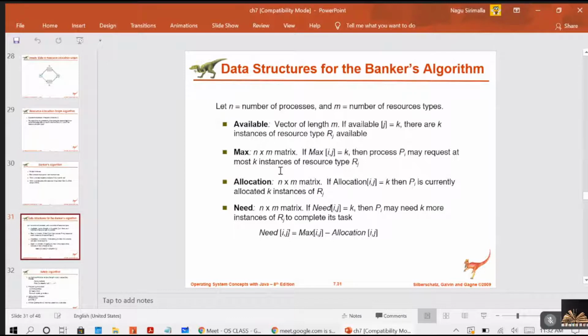When a user requests a set of resources, the system must determine whether the allocation of these resources will leave the system in the safe state or not. If the system is in the safe state, then the resources are allocated, right? If the system is in an unsafe state, the process must wait until some other processes release enough resources. So this is the process of Banker's algorithm.